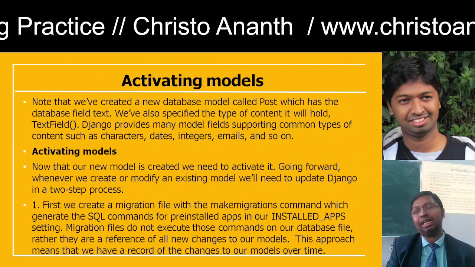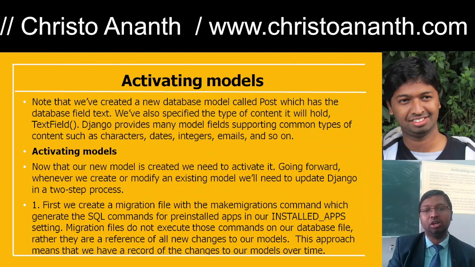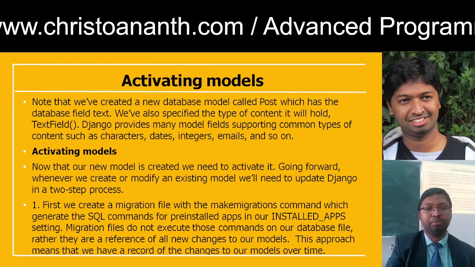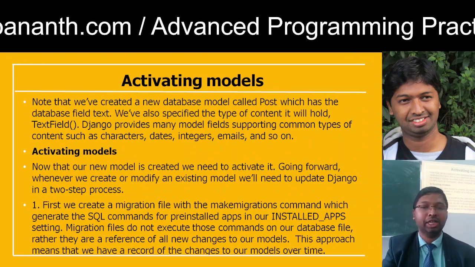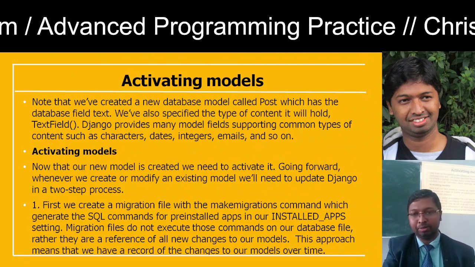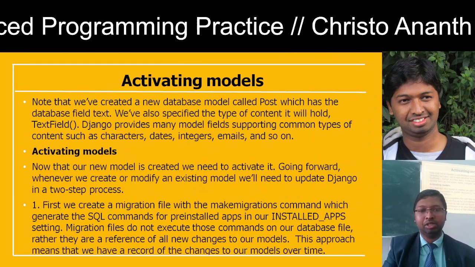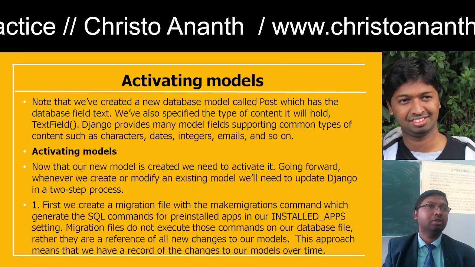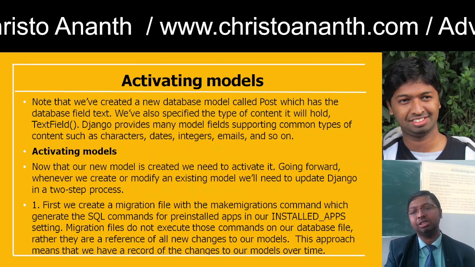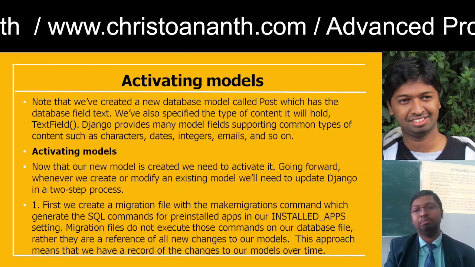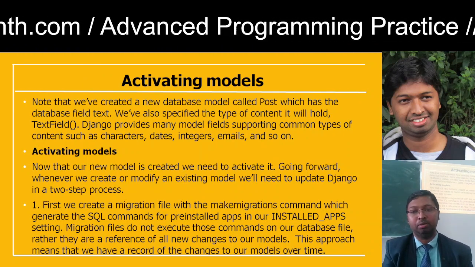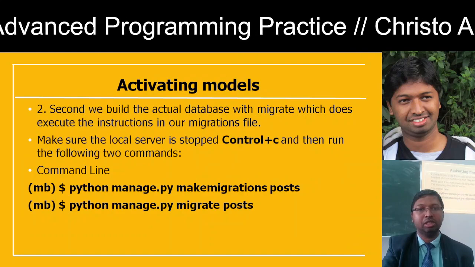So when we go with activating the models, you have to modify the existing model and update Django in a two-step process. First of all, you have to create a migration file, like the makemigrations command, that will generate the SQL commands for the installed apps. This migration file does not execute the commands, but rather acts as a reference to the new changes to our models. So this you have to do.